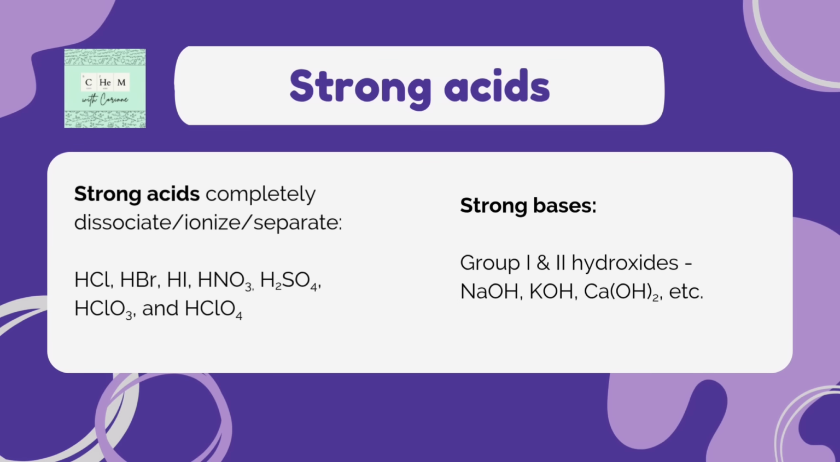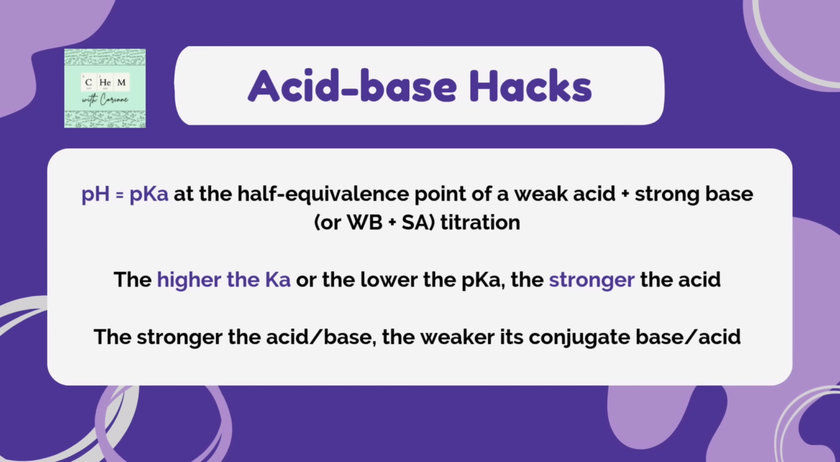And then the strong bases, thankfully, are a lot easier to memorize. Those are going to be the group 1 and 2 hydroxides. So anything from those first 2 columns, when they're combined with hydroxide, they're going to do the same thing. They're going to completely separate in solution. And let's face it, acid-base chem is the hardest unit in AP chemistry. So here are some hacks just to help you as you are tackling those really tricky FRQs.